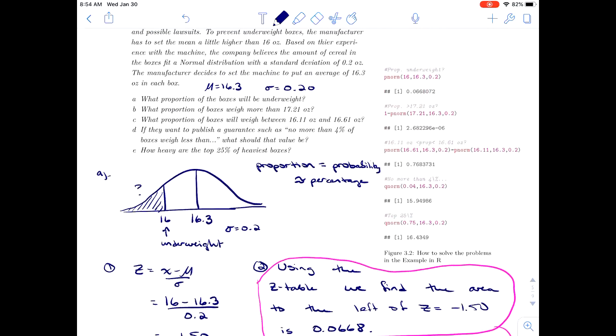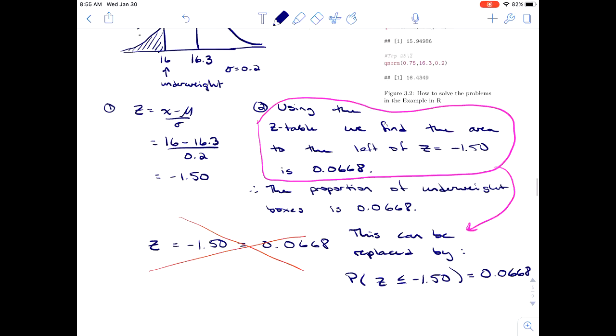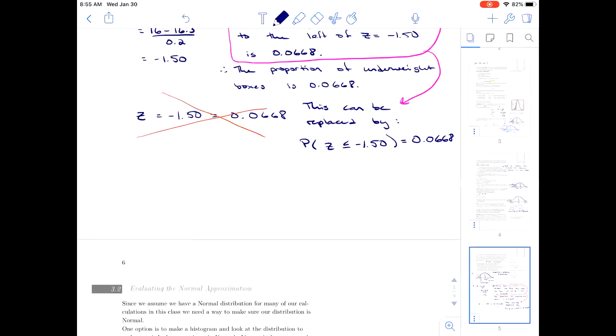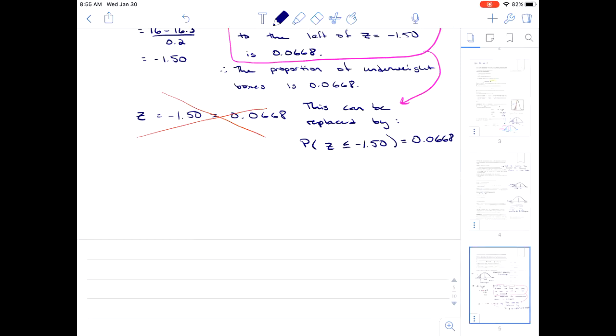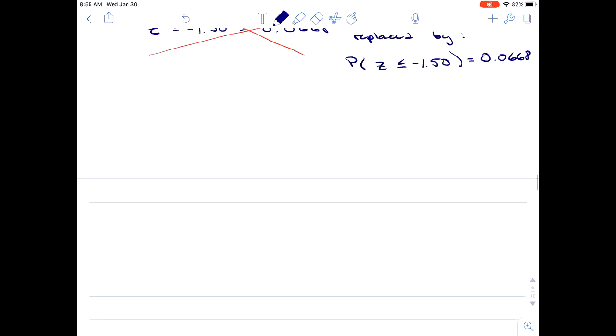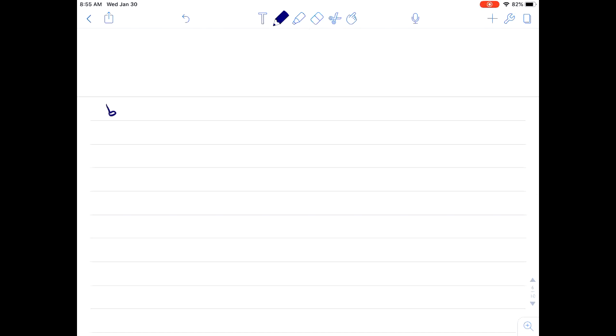Part B. What proportion of boxes weigh more than 17.21 ounces? Okay. So now we want to know, well, you know what? I'm going to insert, add page. Nice. I'll just do it here. Part B.